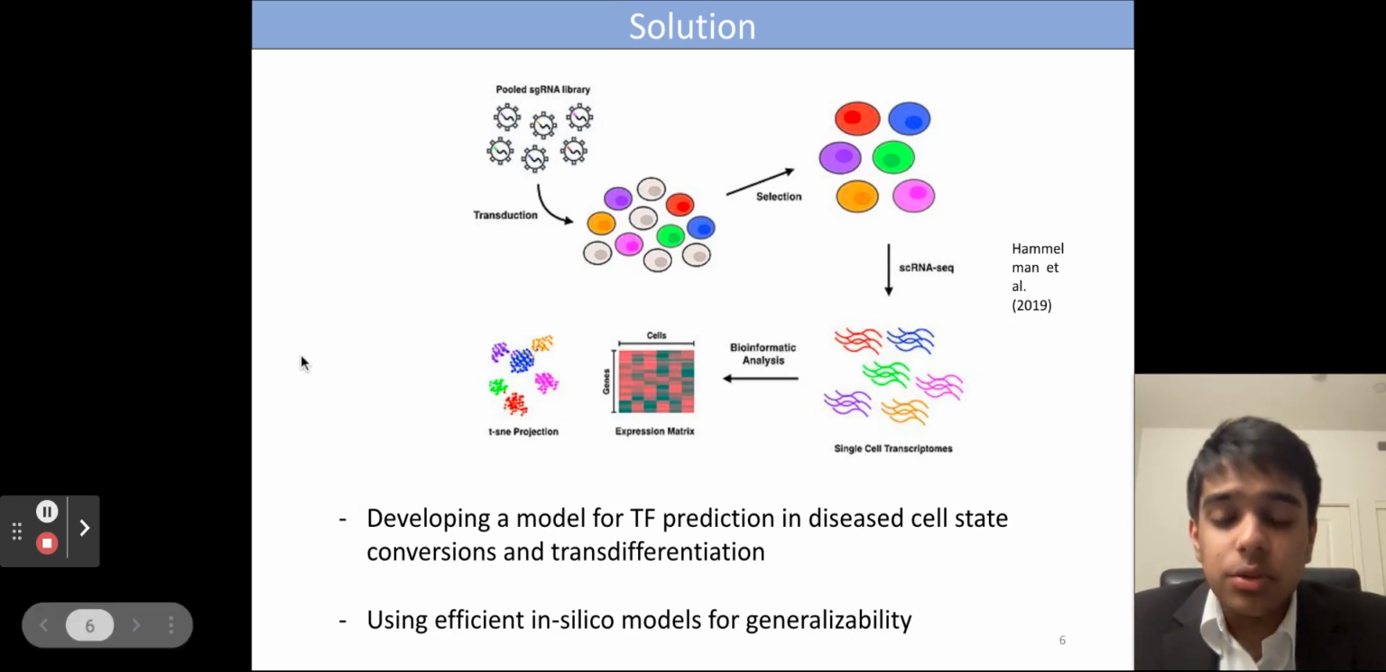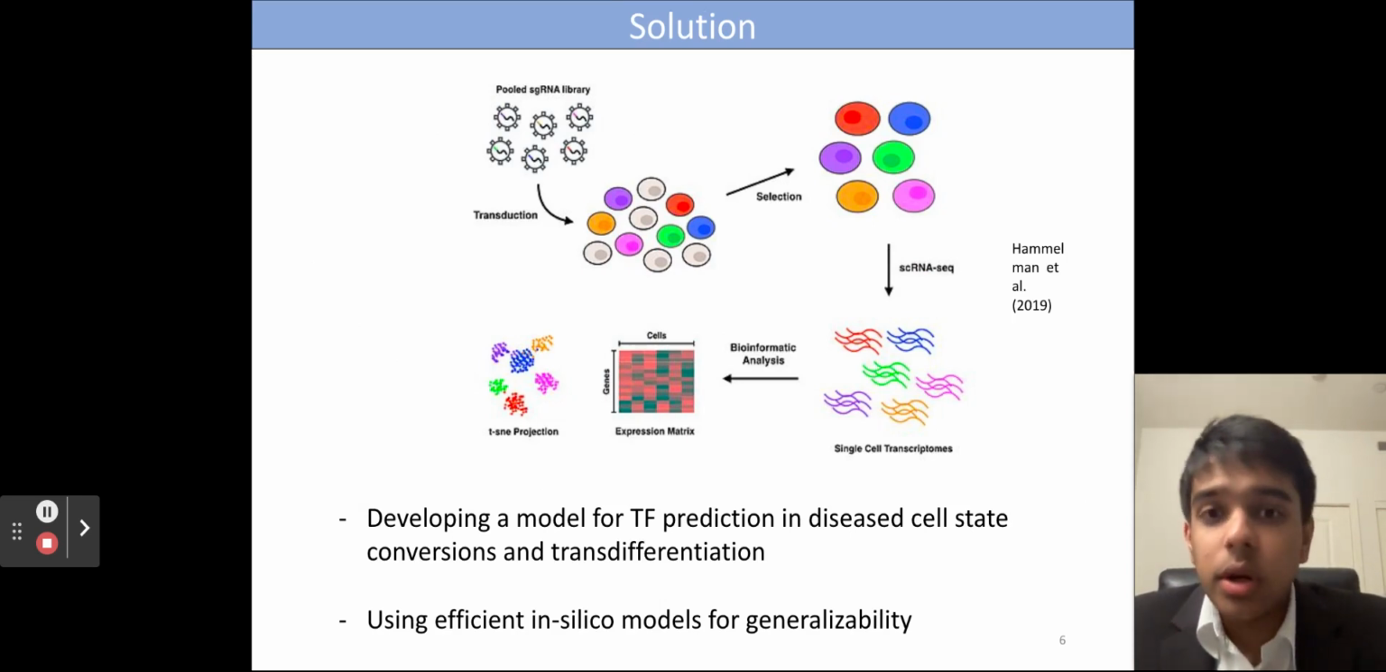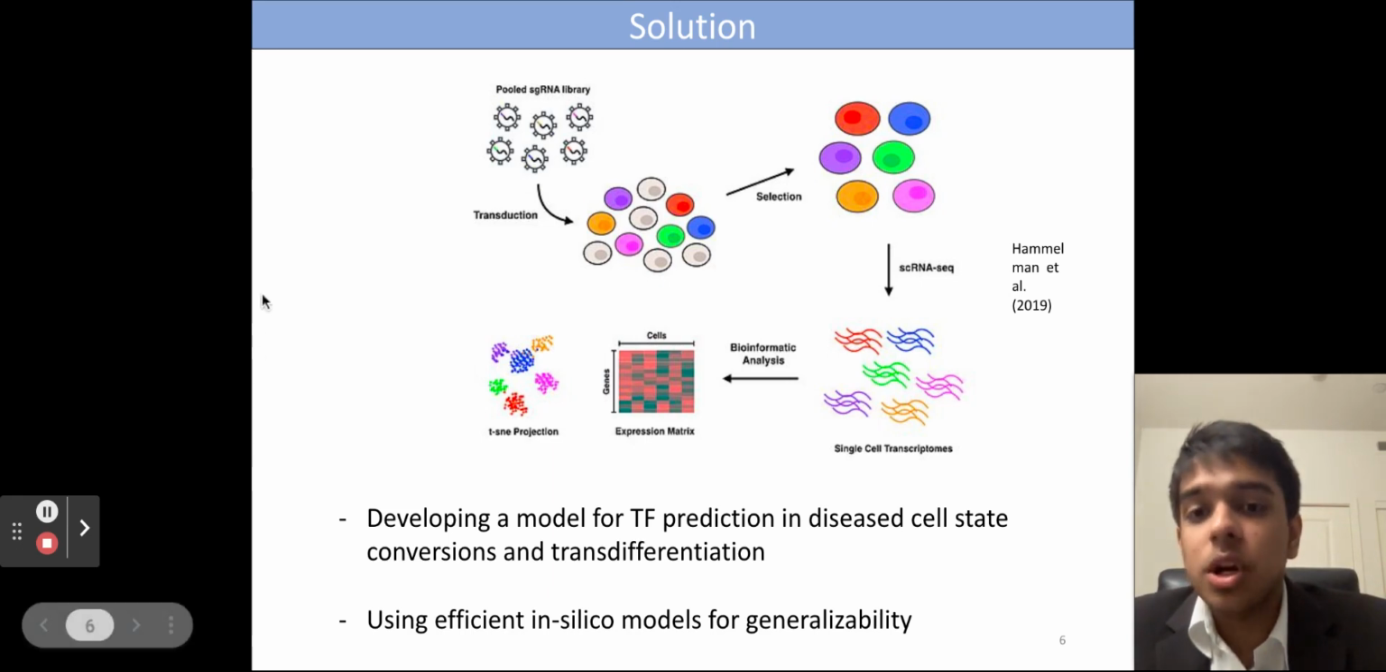So, what is the solution? Well, the solution is to develop a model that can predict the optimal transcription factor perturbations to induce on a specific cell in order to go from a disease cell state to a healthy cell state, as well as perform transdifferentiation using efficient in silico models that have high generalizability. And the way this will be done, and the data that will be used, is perturb-seq data.